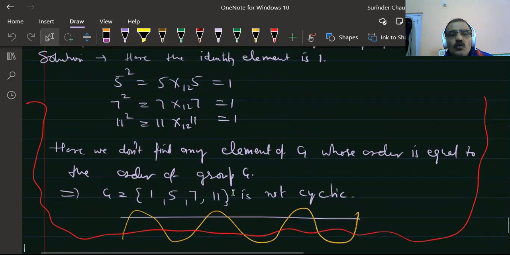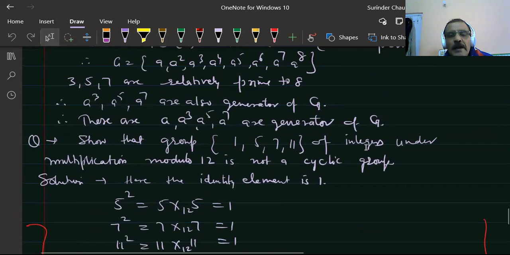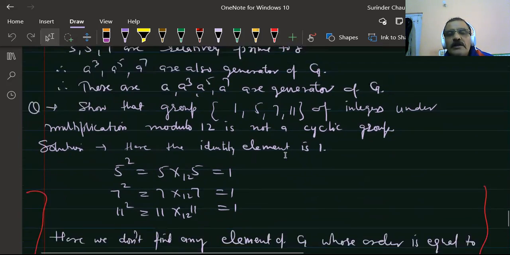For any group to be cyclic, we must have at least one element of G which can act as a generator. So we don't find any element whose order is equal to the order of the group. So this group is not a cyclic group.